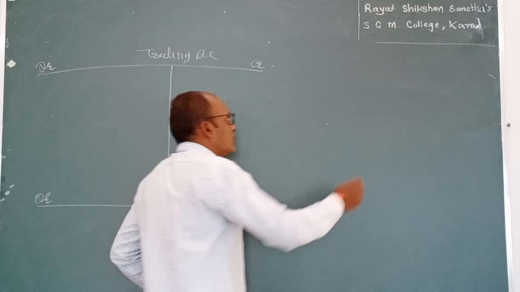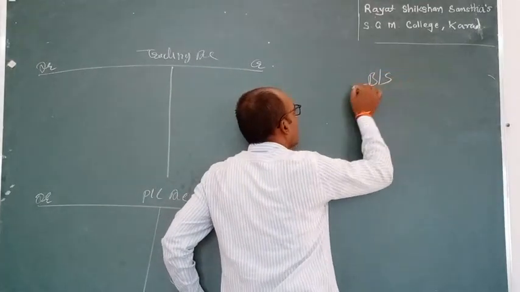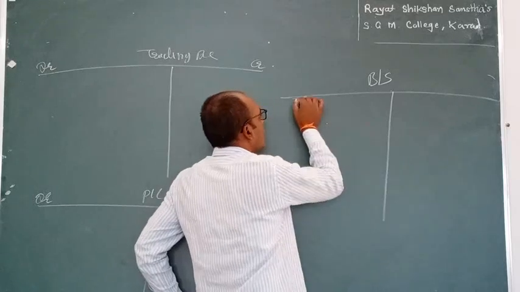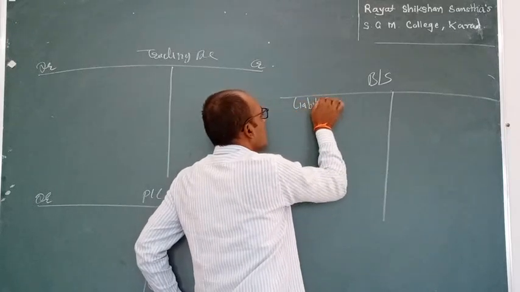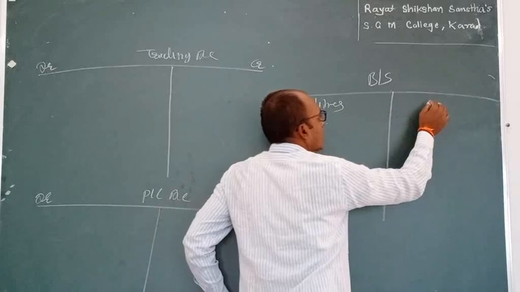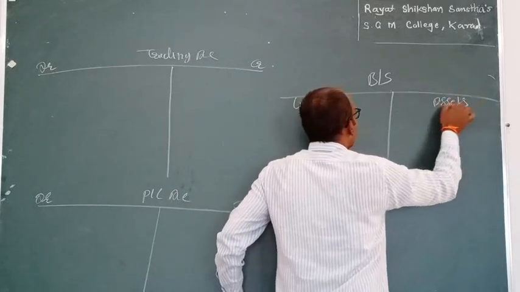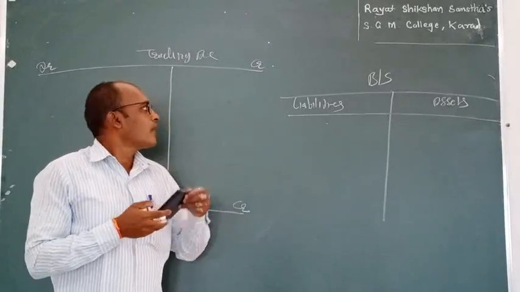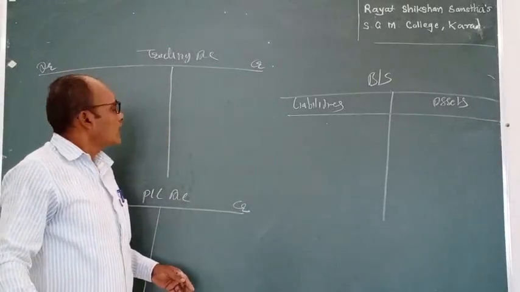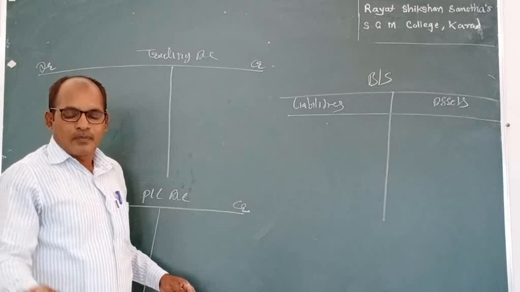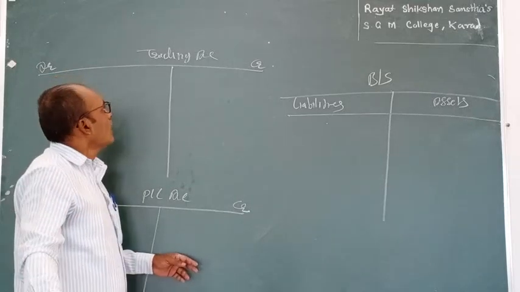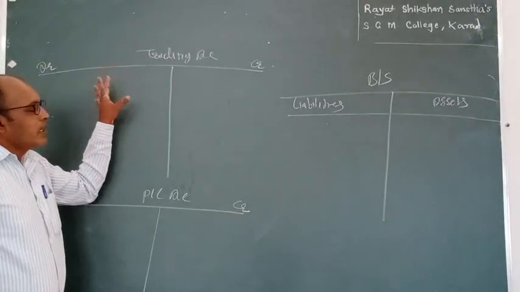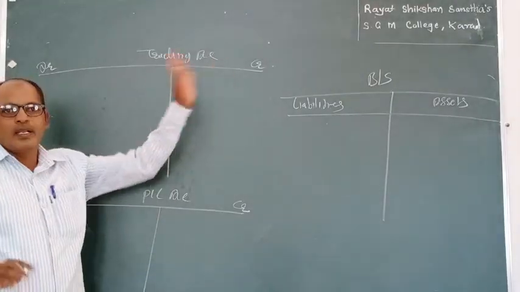And balance sheet. Balance sheet is divided into two sides. Left hand side is called as liabilities and right hand side is called as assets. These three statements are involved in final account. So all trial balance expenditure are recorded in trading account, profit or loss account and balance sheet.